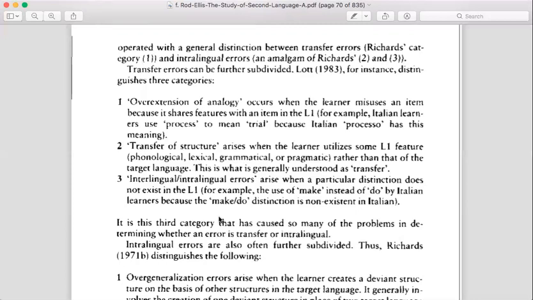Then transfer of structures, that is overgeneralizing or applying the structures of L1 to the structures of L2. Interlingual or intralingual errors arise when a particular distinction does not exist in L1, when there is too much similarity between maybe the vocabulary of L1 or maybe the structures of L1. Okay, for example, the use of make instead of do by Italian learners because the make-do distinction is non-existent in Italian. Okay, so this example is easy to understand also because something that is correct in L1 is applied to the system of L2 and that becomes an error.